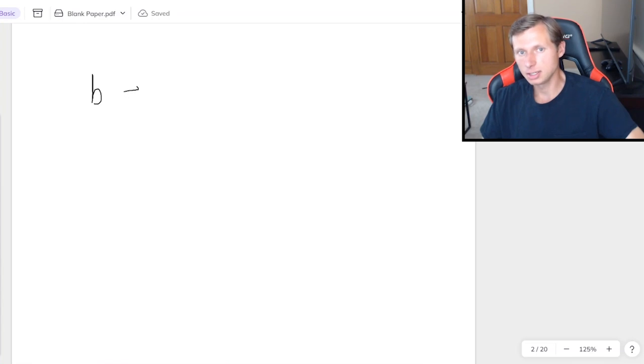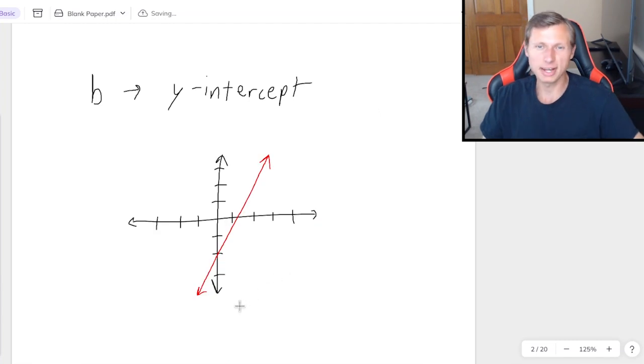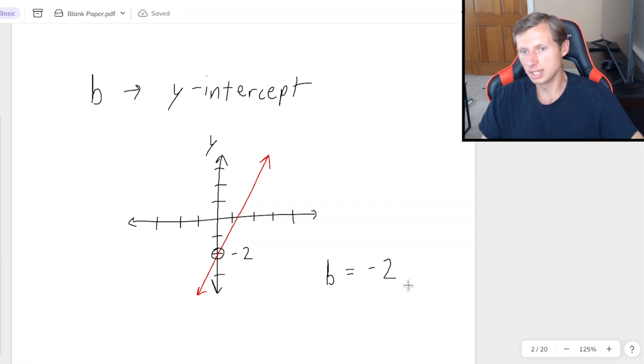And then b is just known as the y-intercept. This is where the graph crosses the y-axis. So in other words, if I had this graph right here, where does this graph cross the y-axis? I would say right there, which is -2. And so in other words, b equals -2.